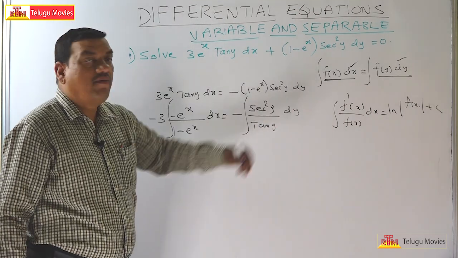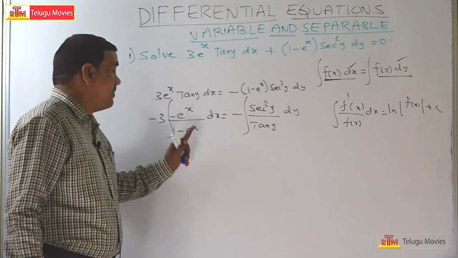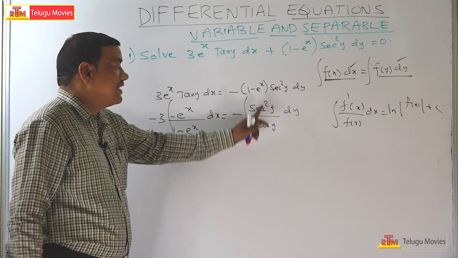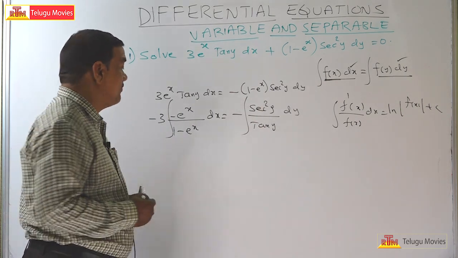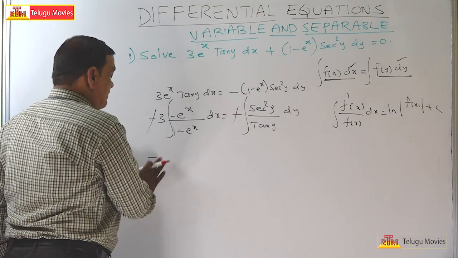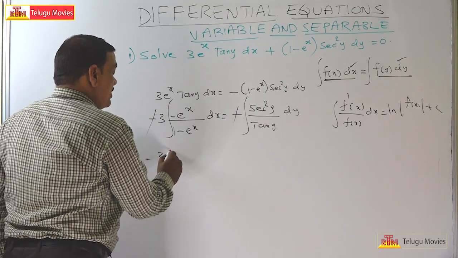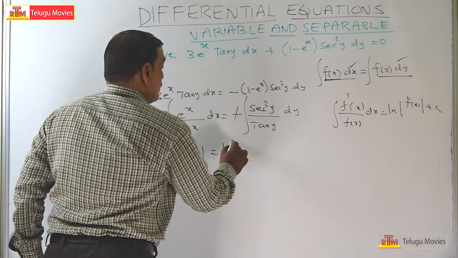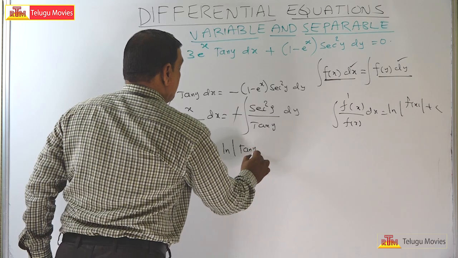So here we have the formula. The derivative of 1 minus e power x is minus e power x, and the derivative of tan y is secant square y. So this is equal to minus; you can cancel the minus here. So that is equal to 3 of ln of 1 minus e power x. This is equal to ln of tan y.